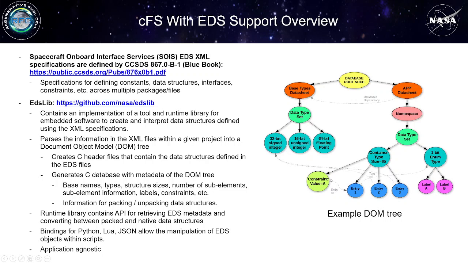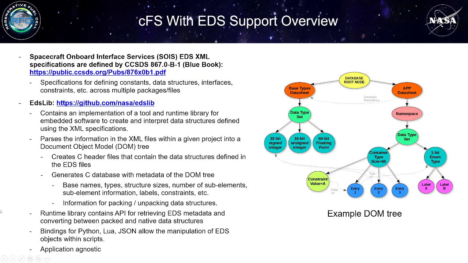So once all of these EDS files are read into a DOM tree, this tool creates header files that contain the data structures defined in these EDS files. And it also creates a C database that contains the metadata of this tree. So base names, types, structures, number of sub-elements, sub-element information, labels, constraints, etc. And it also contains information for packing and unpacking data structures to and from native file structures, so whatever computer architecture you're working with.